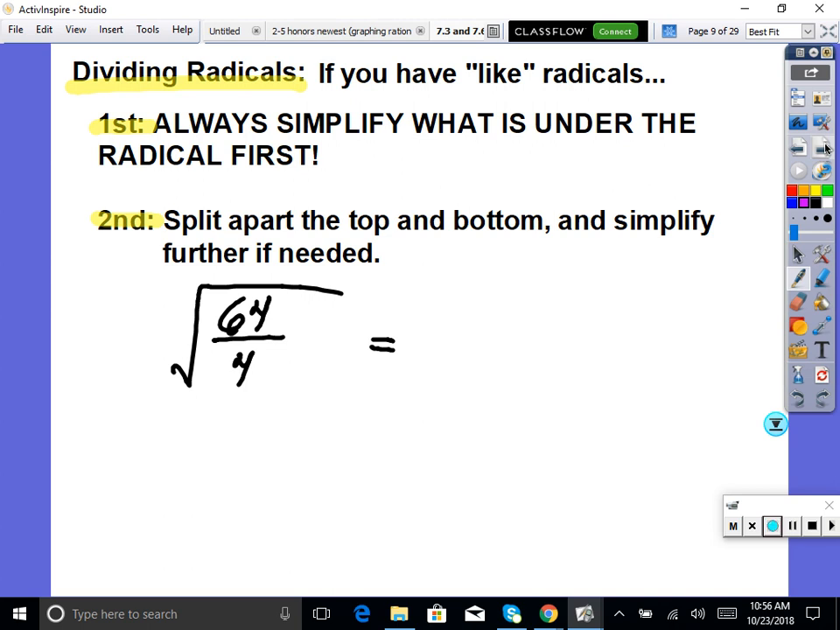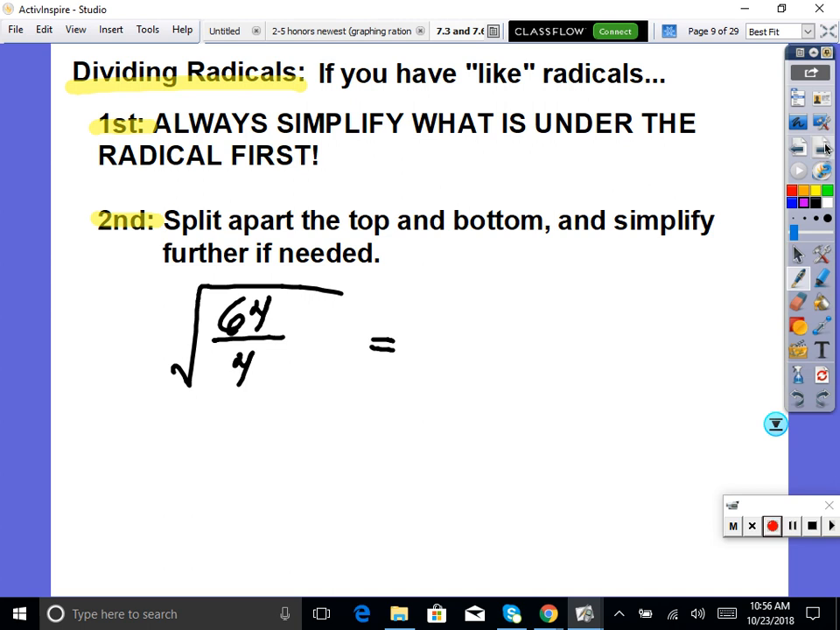So first, always simplify what is under the radical first. Then second, split apart the top and bottom and simplify it further if needed. Meaning, simplify everything underneath, and then if you still have to take the square root of the top and bottom, split it back apart, and then just simplify them individually. Simplify the top, simplify the bottom. But it really is important to first simplify what's underneath.